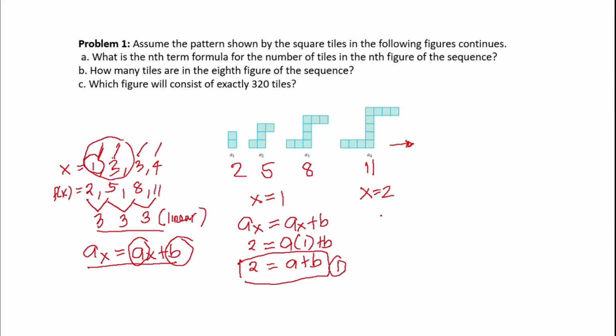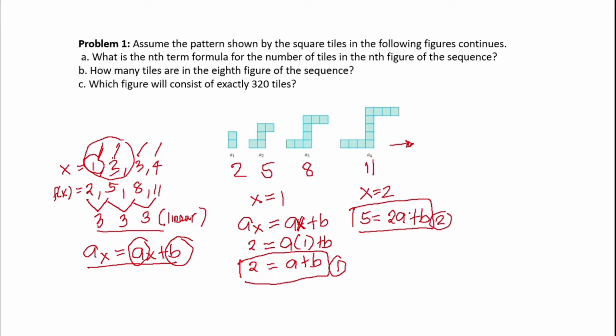So when x is equal to 2, let's substitute here. The f(x) is equal to 5. So we have 5 equals 2a plus b. Why is it 2a? Because the value for x here is equal to 2. That's why 2a plus b, and we have here 5. So this is the second equation.